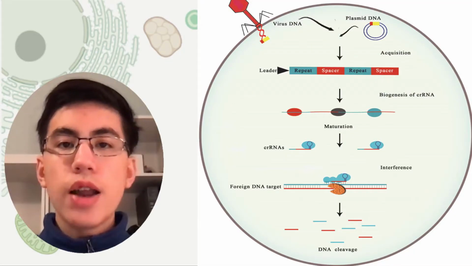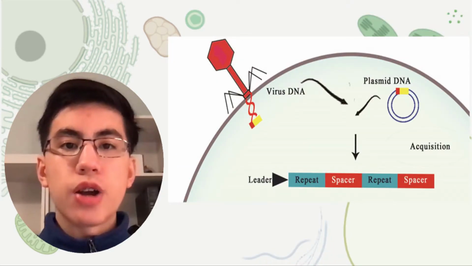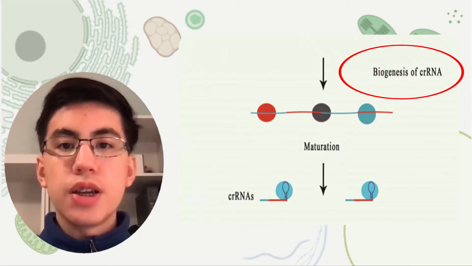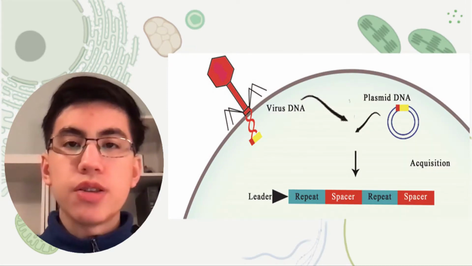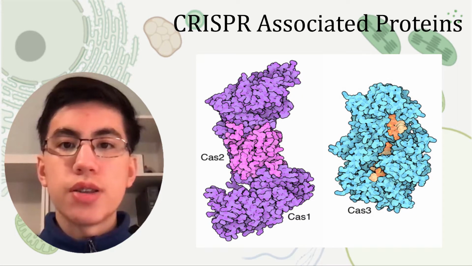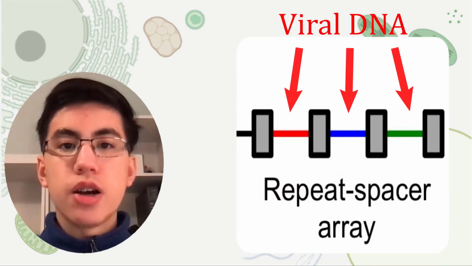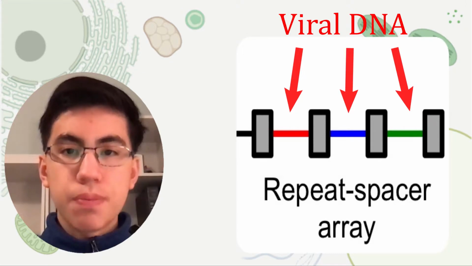The way it works is quite complex. However, it can be simplified into three crucial steps. These steps include 1. Spacer acquisition, 2. Production of cRNA, and 3. Interference. In spacer acquisition, special Cas proteins, or CRISPR-associated proteins, capture portions of viral DNA that is inserted into bacteria and incorporate it into spacer regions in their very own genomes.